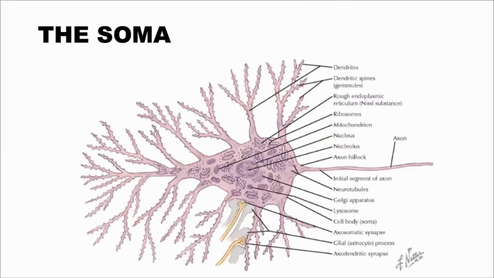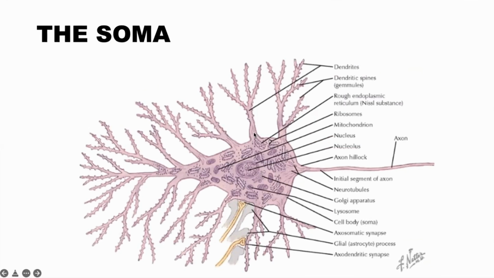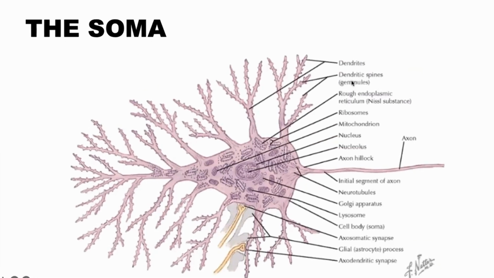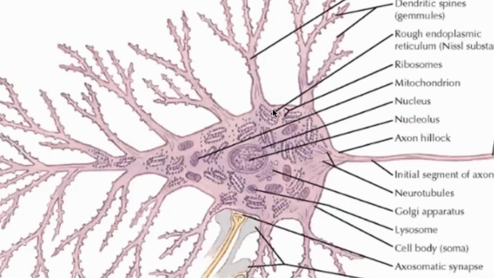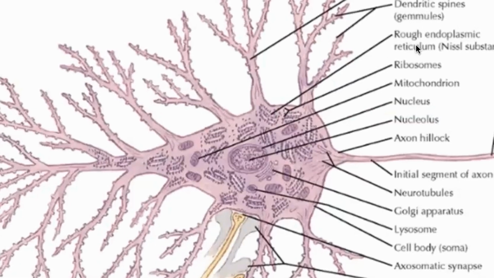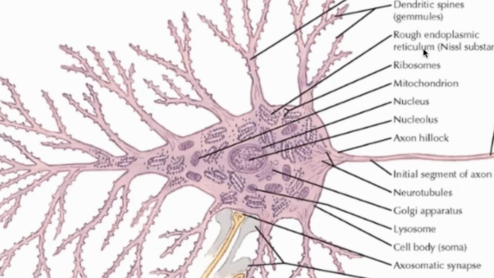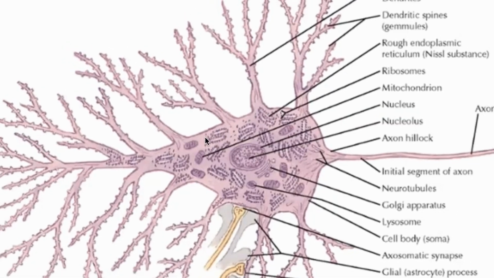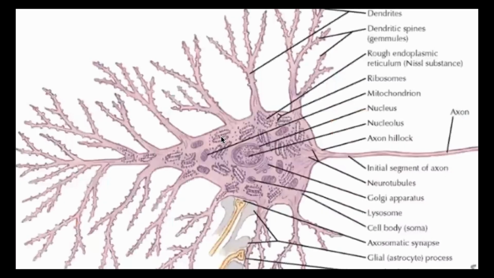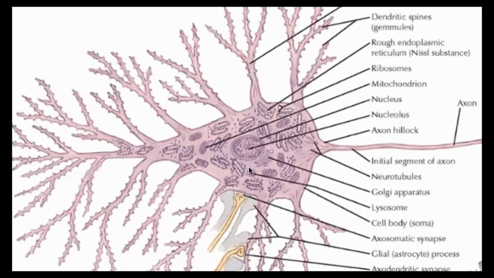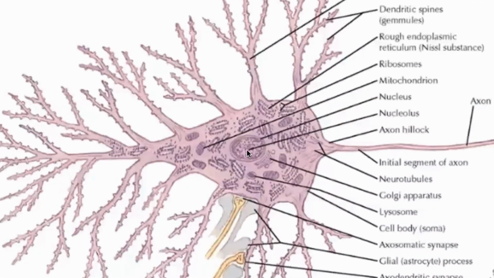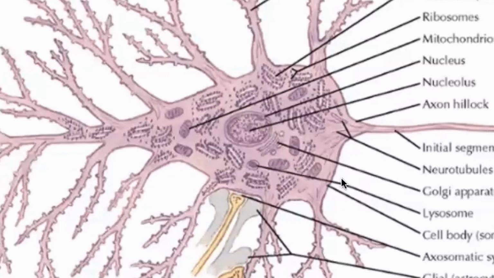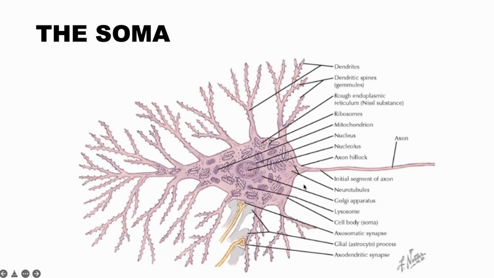So this is an up-close look of the soma. We already spoke about dendrites being the external projections. You also can have dendritic spines. And this is a closer look at the rough endoplasmic reticulum. As we mentioned before, we call these Nissl substance in the brain. You just have a lot of rough endoplasmic reticulum. You expect the nucleus, you expect a lot of mitochondria, and you expect your Golgi apparatus, the lysosomes, and this is the axon.